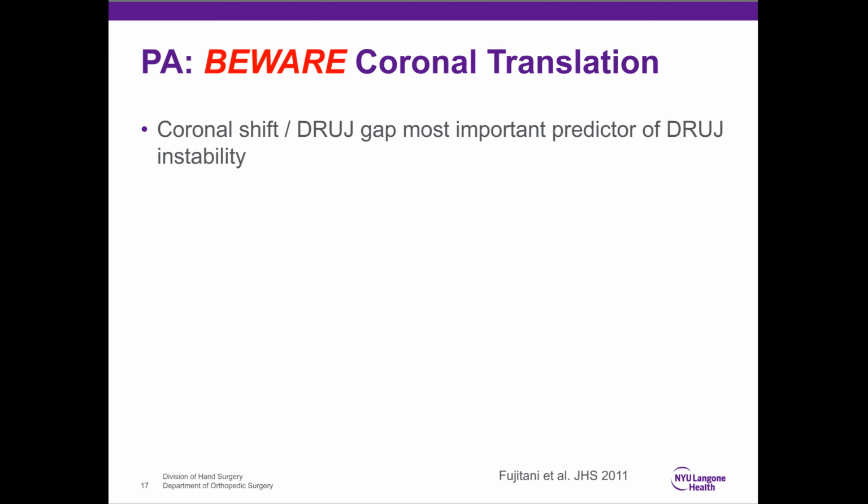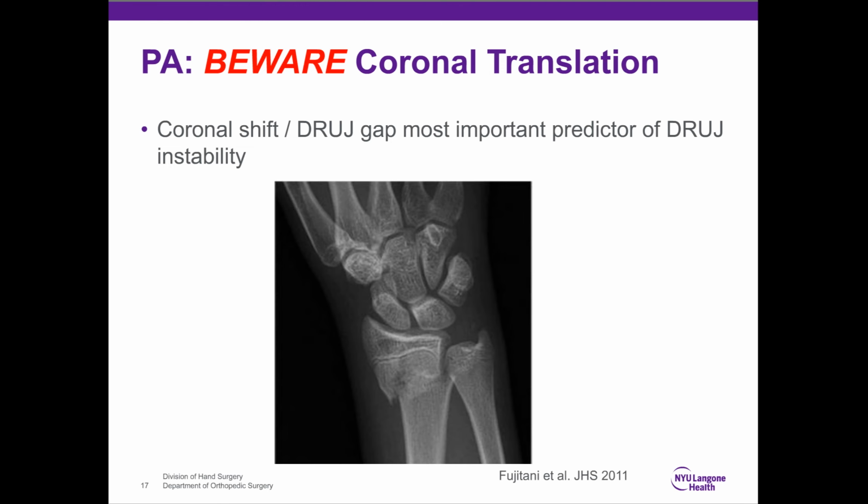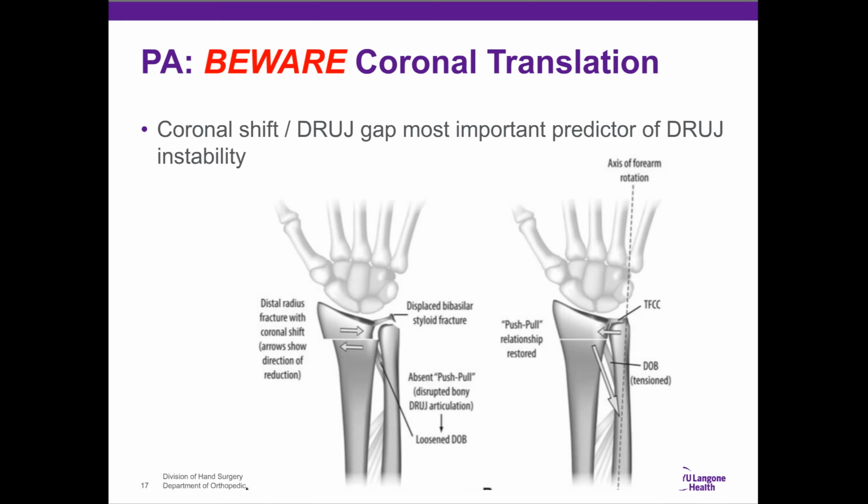Okay, and here's something that I wanted to touch on, and this is true for when doing reductions in your office or in the ER, and also for when you're restoring all these parameters in the OR. Coronal shift is something you should definitely pay attention to. It was identified by Fujitani in a study in the Hand Journal that a DRUJ gap is the most important predictor of DRUJ instability. Basically, the relationship of the forearm axis of rotation needs to be restored for the interosseous membrane to have stability, which will then provide DRUJ stability. So just keep an eye out for coronal translation.